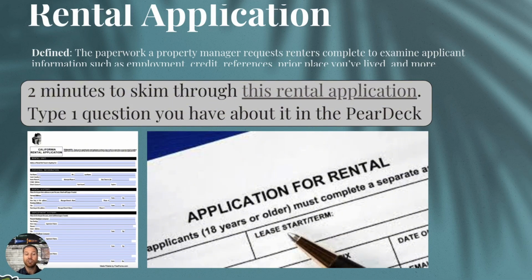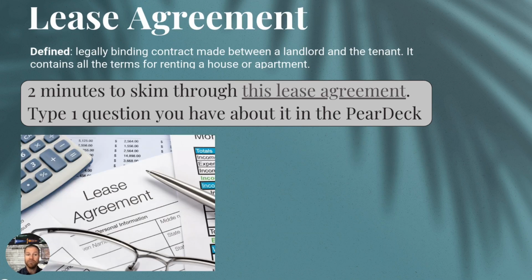If the rental application goes through and you've identified that home and you have the money set aside just to get inside of the home, you're in a good starting spot. Let's say that they choose you to rent that place. You now need to fill out what is called a lease agreement. And a lease agreement is a legally binding contract between the landlord and the tenant, meaning the person moving into the home. And it contains all of the terms for renting a house or an apartment.